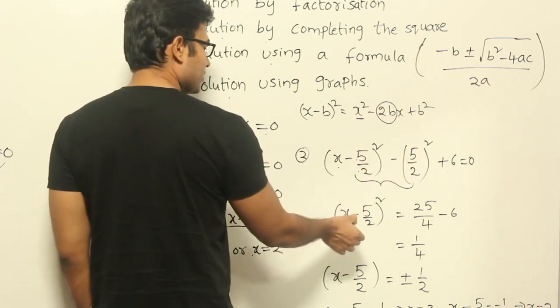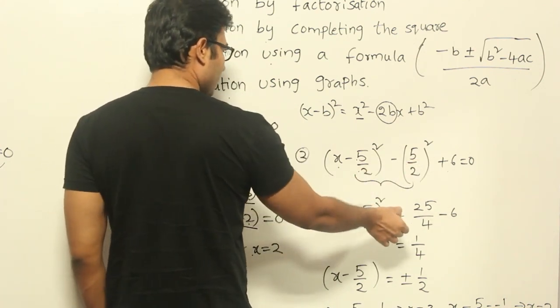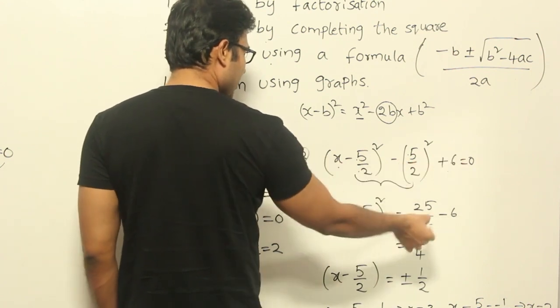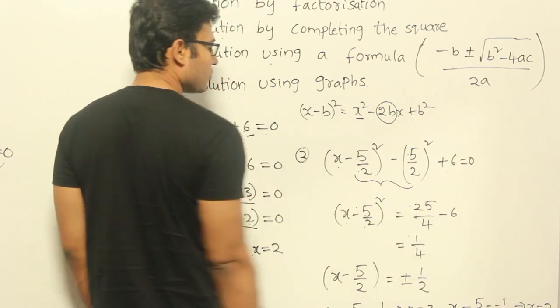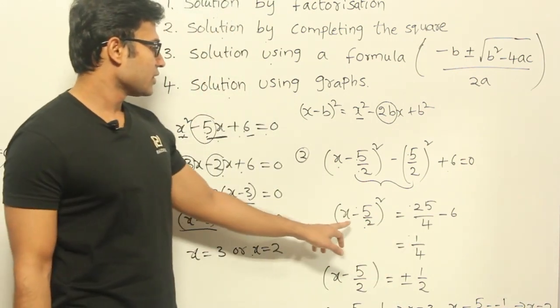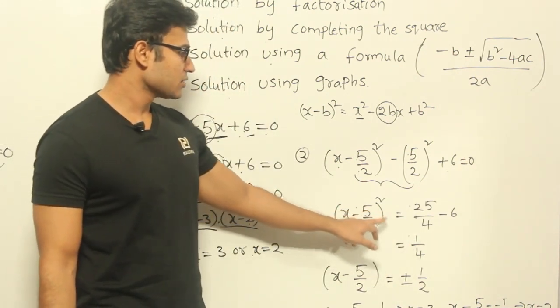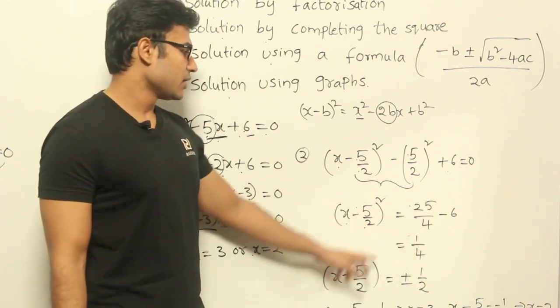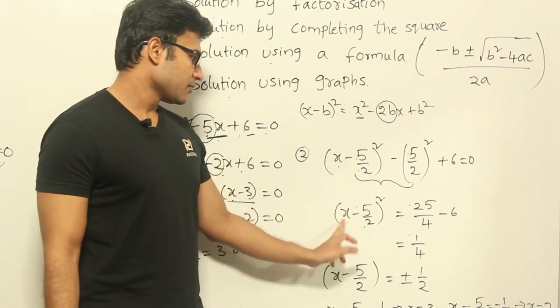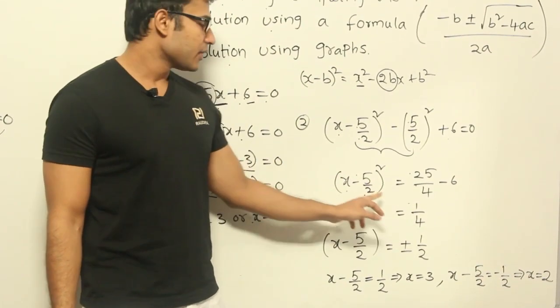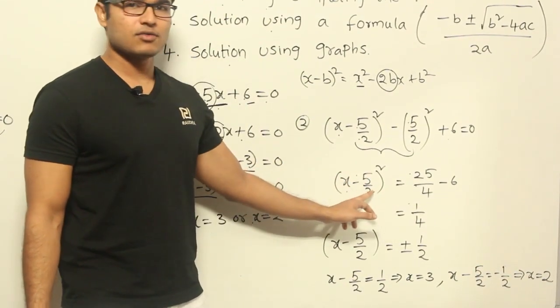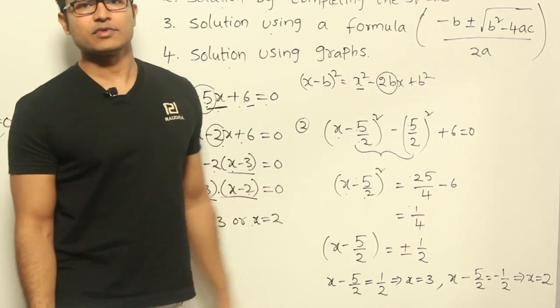Now I can write x minus 5 by 2 whole square equal to this one. I am just sending it the other way. Now 25 by 4 minus 6, now it is going to be 1 by 4, right? So now if you observe it, x minus 5 by 2 whole square is equal to 1 by 4. Therefore this entire term, see, if this entire term has to be equal to 1 by 4, then this entire term can be either 1 by 2 or minus 1 by 2.